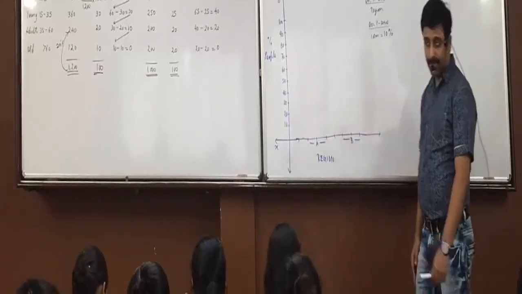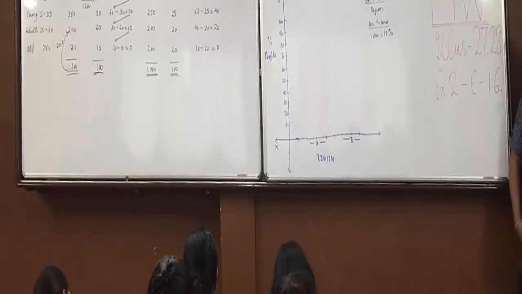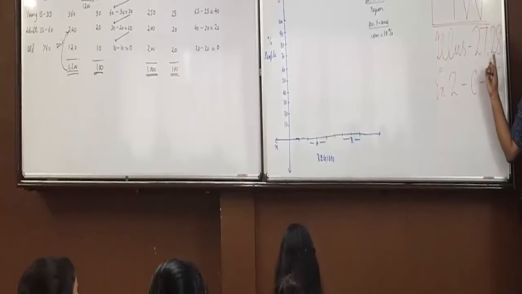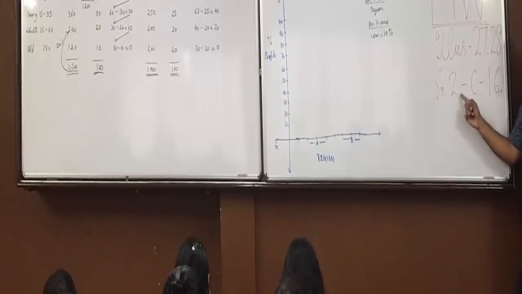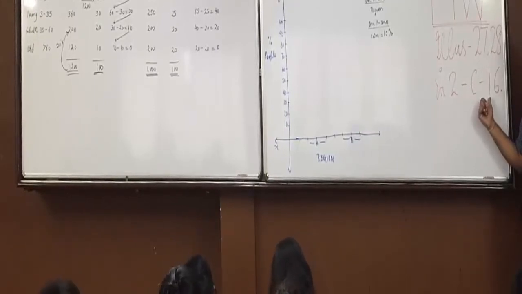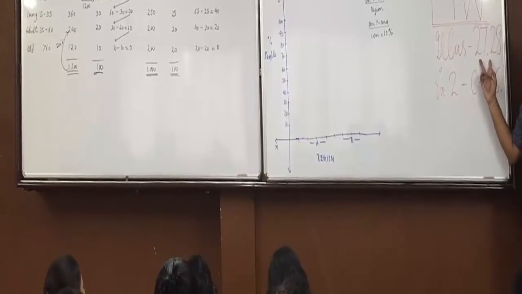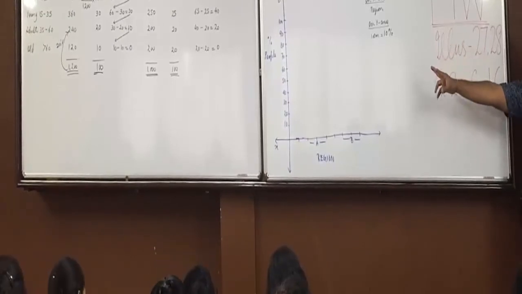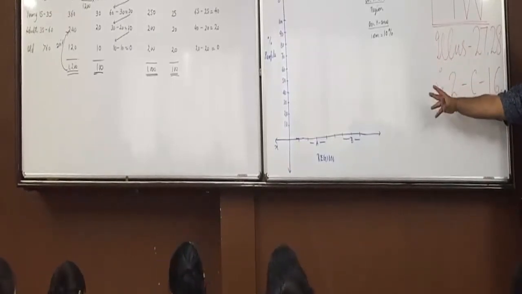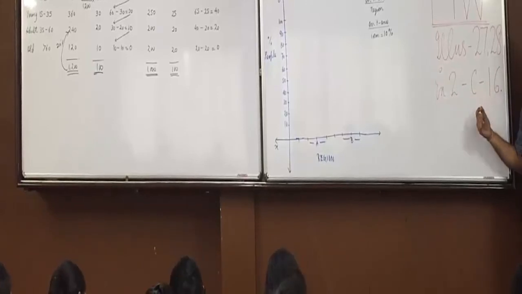Do the marking next. 3 questions will be your homework for tomorrow: illustration 27, 28 and exercise 2 section C question 16. 27 and 28 are similar to the two we have done in the class, simple divided and percentage divided. 16 is the bar diagram, what we did yesterday.